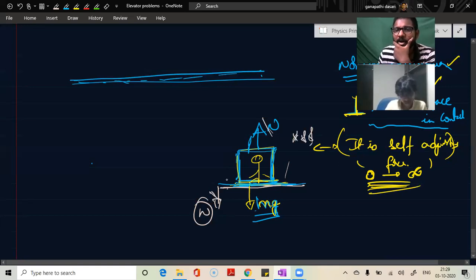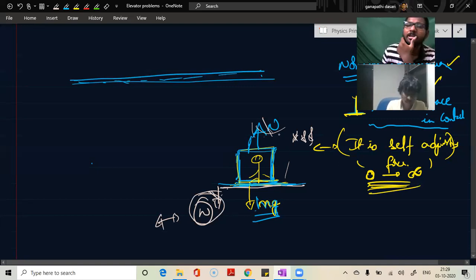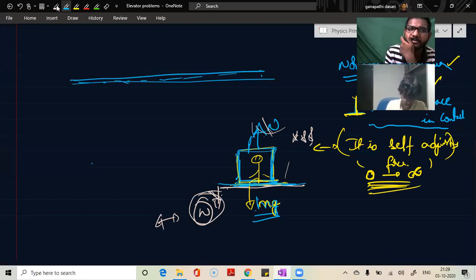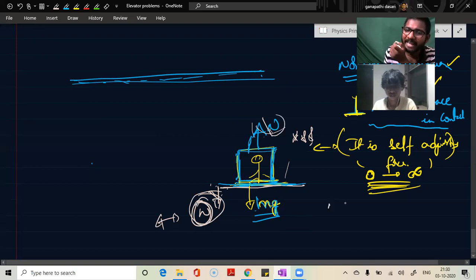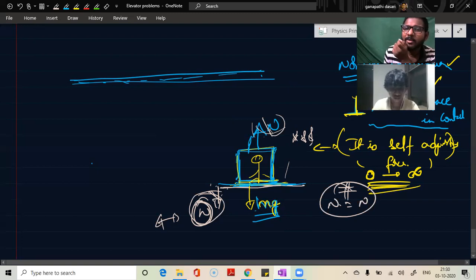Why? Because this normal is on the ground and this normal is on the man. Both are acting on different bodies, not on the same body. This is a very crucial NCERT point. These two forces are not acting on the same body. They might be equal in magnitude, but they both are acting on different bodies.